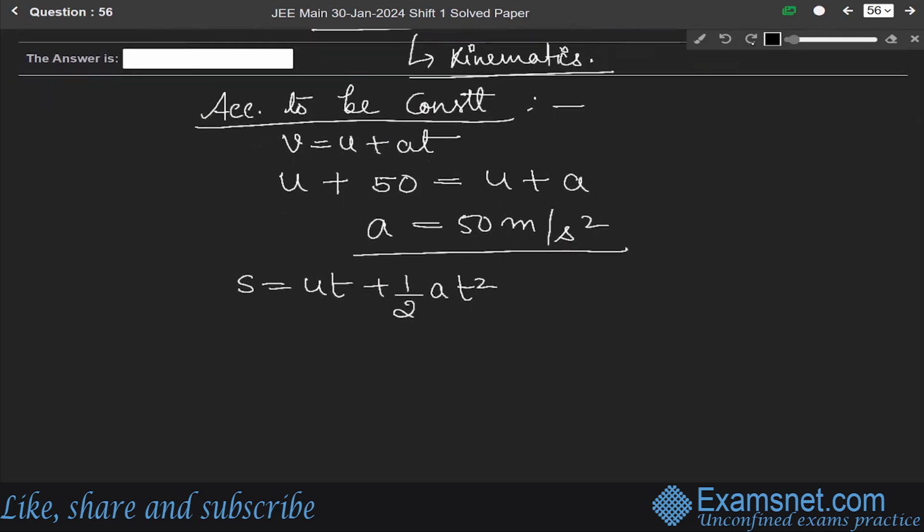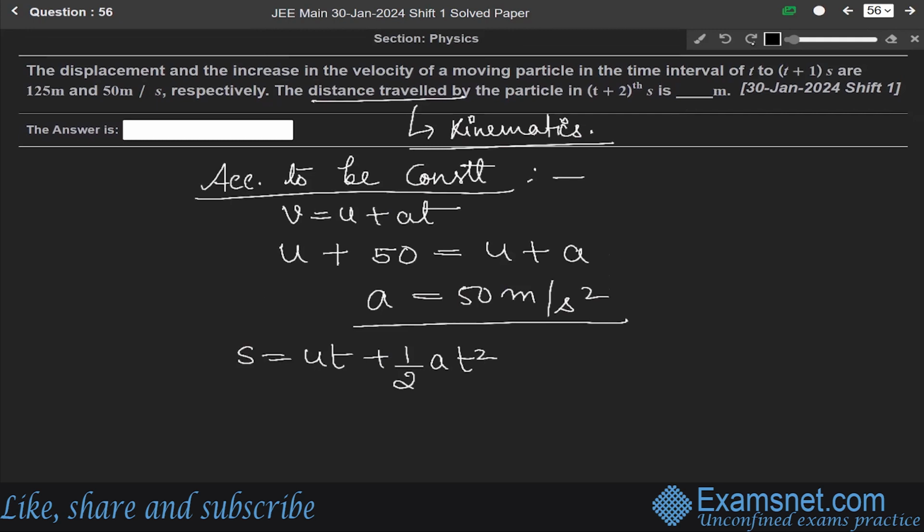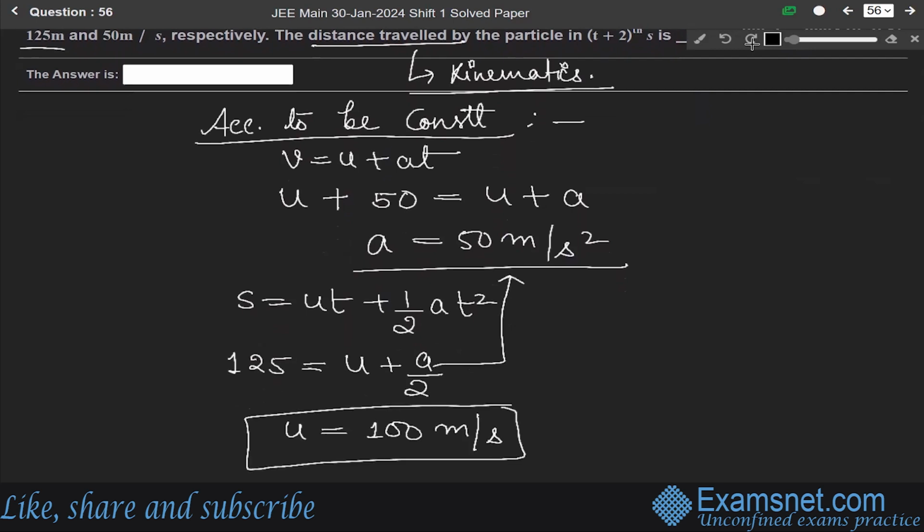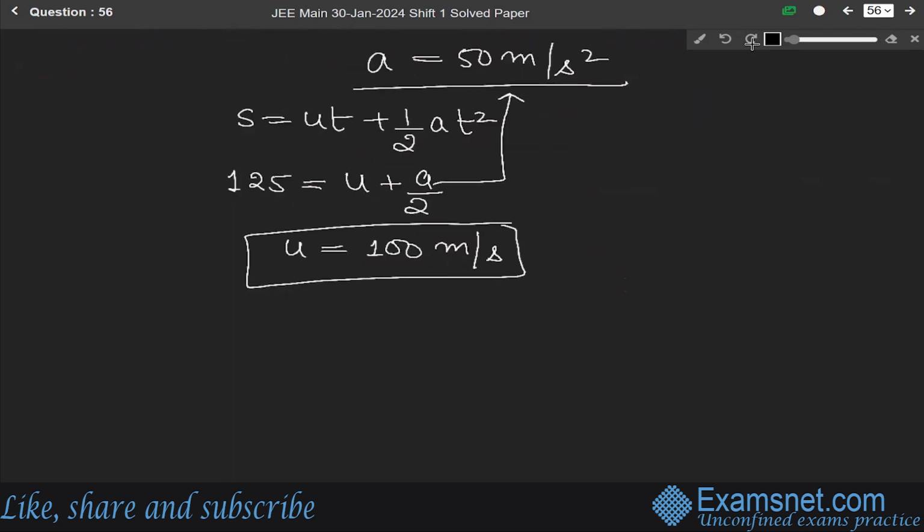Okay. So s is the displacement, and displacement is given as 125 meter. So 125 will be equal to u plus a by 2. Now next, u will be equal to 100 meter per second, using a as 50 meter per second square. So therefore S_nth will be equal to u plus a by 2 (2n minus 1).